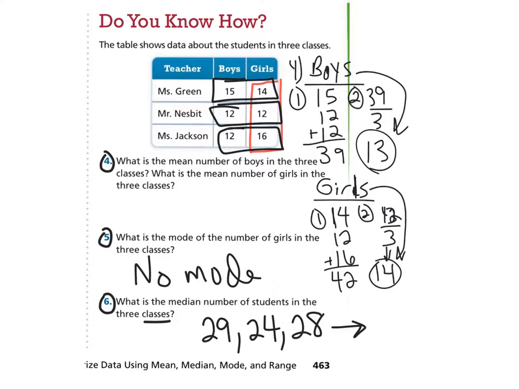So once we've got the totals for the median, we always want to put the numbers in order from least to greatest. And then we could see for this we only have one middle number here, which would be the 28. So answer would be 28.